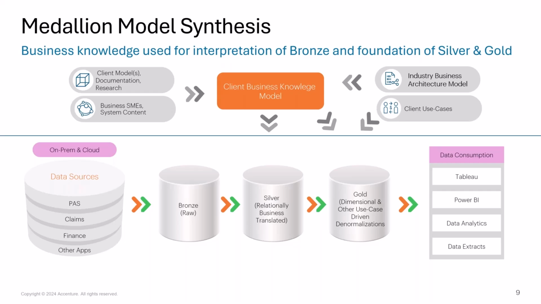And then we take that same model and we further apply consumption use cases and reporting requirements to shape the same business model into the gold tier star schemas. And so because the star schemas really have to be built based on the same relational patterns, the denormalizations are constructed on the same patterns, and we'll talk a little bit more about that in a moment.